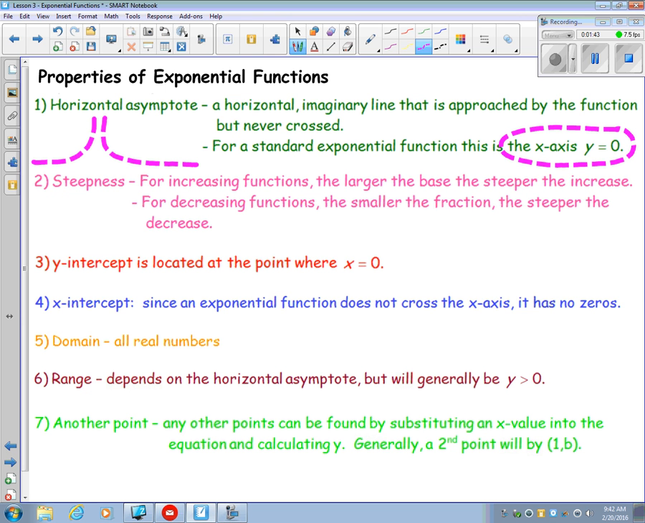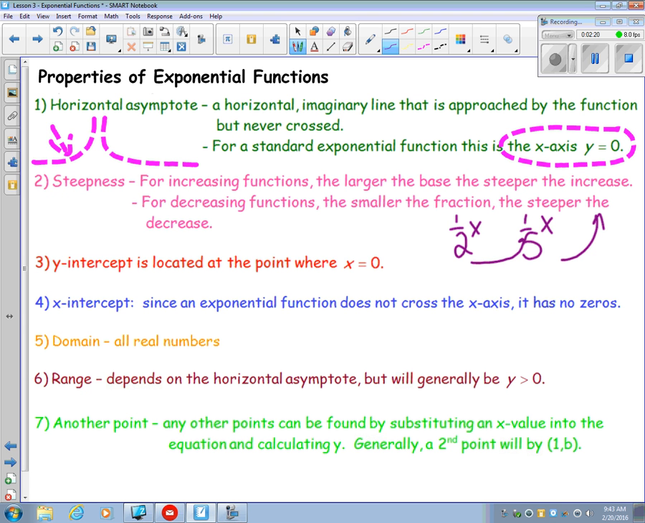Okay, all graphs have steepness. For an increasing function, that'd be one of these ones on the left here, the larger the base, the steeper the increase. So for example, 2 to the x and 5 to the x, well 5 is obviously bigger than 2, so it would be steeper. It would grow really fast, whereas this one might grow a little slower. Okay. For decreasing functions, the smaller the fraction, so if it was 1/5 compared to 1/2, 1/5 would be steeper because it's a smaller number. Okay, so basically, the bigger the base, the steeper the graph goes.